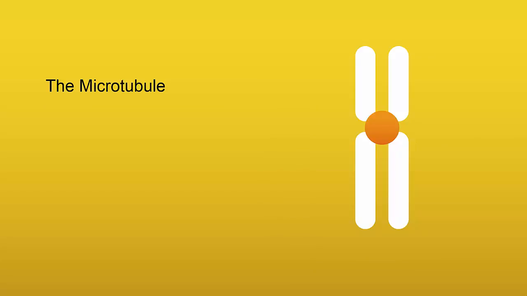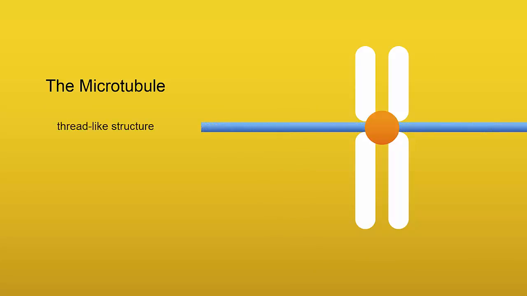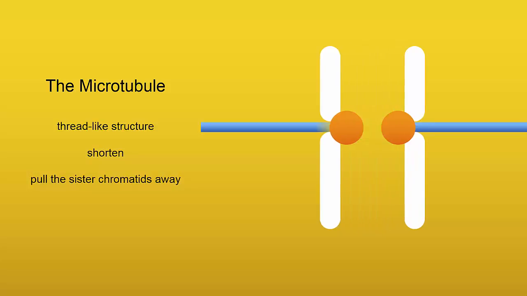Secondly, we have the microtubule. The microtubule is a thread-like structure that will attach to the kinetochore of our chromosomes. The job of the microtubule is to shorten and pull the sister chromatids away from each other and towards opposite poles.